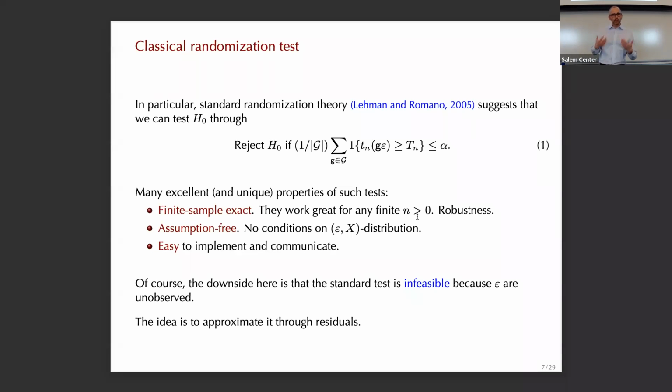And of course, this adds a lot of robustness, right? Because I don't require anything from the x's, I don't require anything from the errors, I don't require anything from that function, and this works for any finite n. So this is extremely robust to perhaps heavy-tailed errors or heavy-tailed x's, right? Even in kind of tough settings, tough cases. It's assumption-free, right? As I said, I impose no conditions on the error or the x's. And second, it is very easy to implement and also communicate.